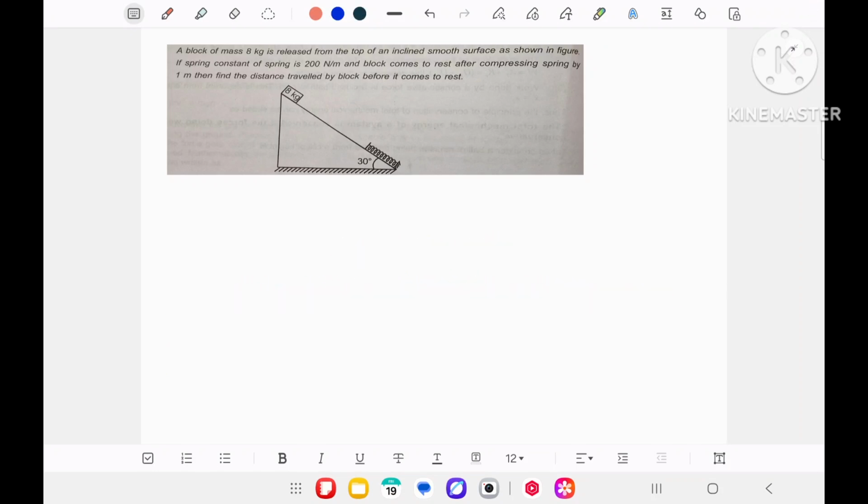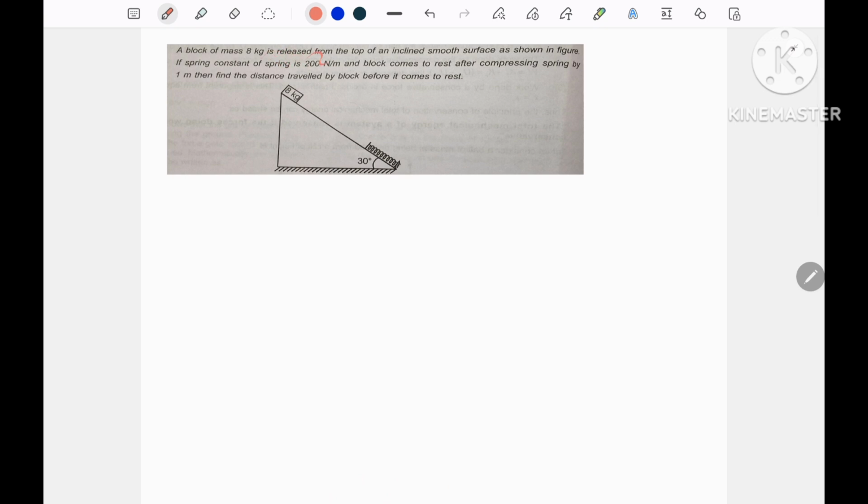Let's see the solution for this question. A block of mass 8 kg is released from the top of an inclined smooth surface as shown in the figure. If the spring constant of a spring is 200 Newton per meter and the block comes to rest after compressing the spring by 1 meter, then find the distance travelled by the block before it comes to rest.